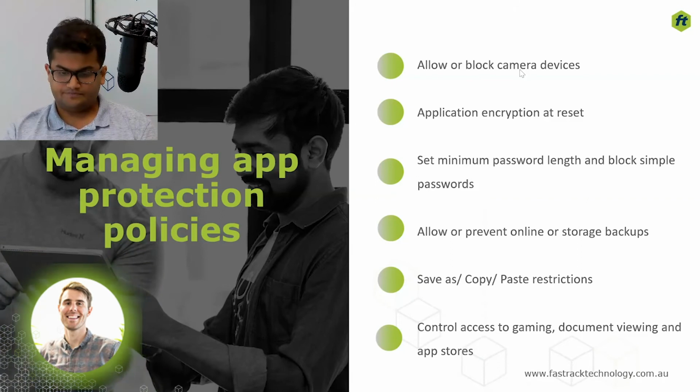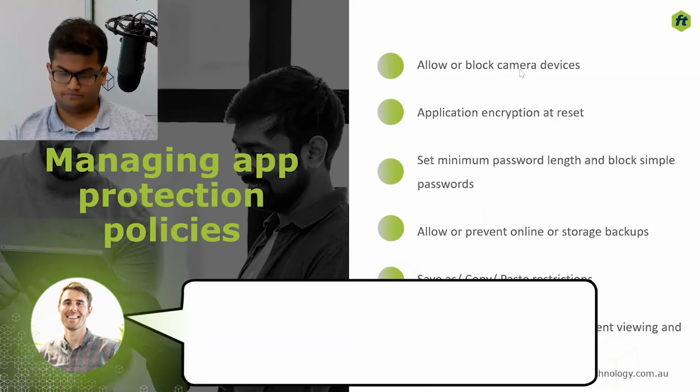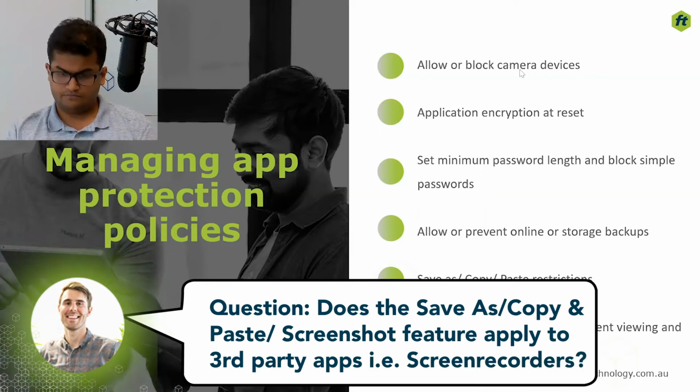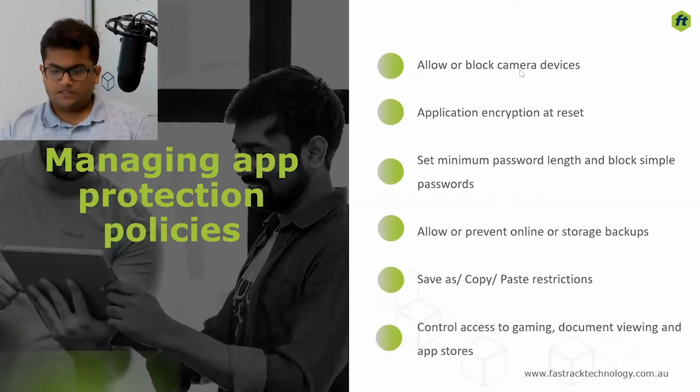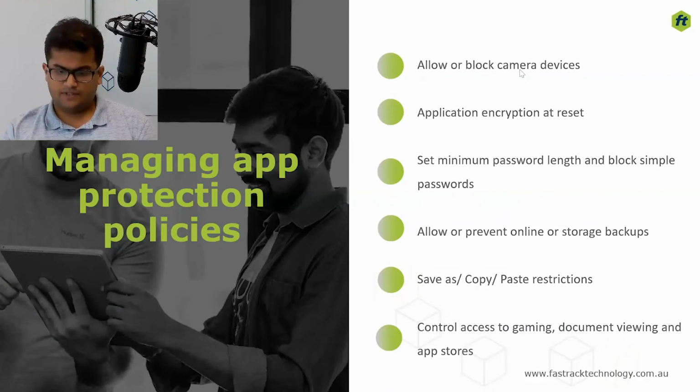While we're answering questions, Jesse asked, does the save as, copy paste or screenshot restriction also cover third-party apps such as screen recording software? While doing the demo, I'll show you that. You basically have three options. Either you can enable all the apps, or you can have just the policy managed apps, which would be basically all the Microsoft apps: Outlook, SharePoint, OneDrive for Business, or other applications that Microsoft has. Or you can set it to none. That would mean they can't copy paste or do a backup anywhere.